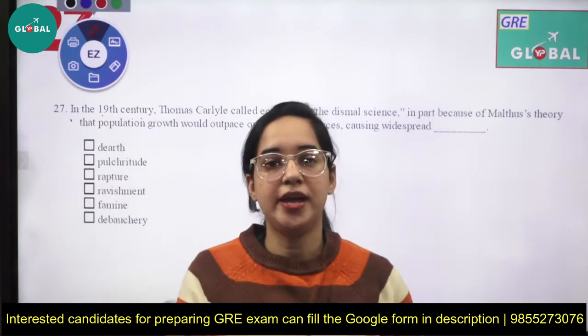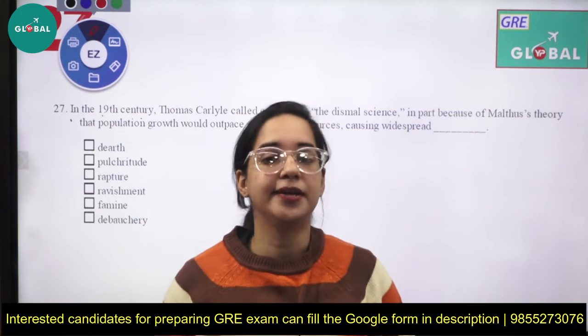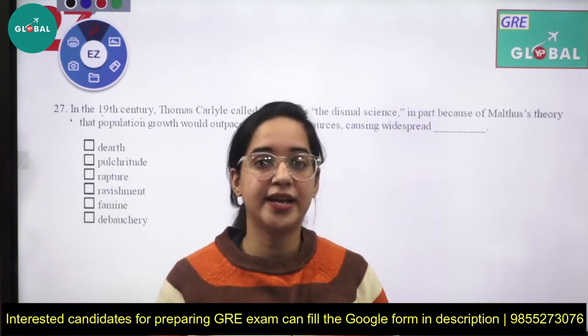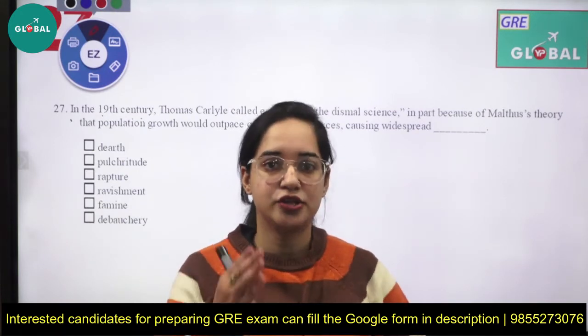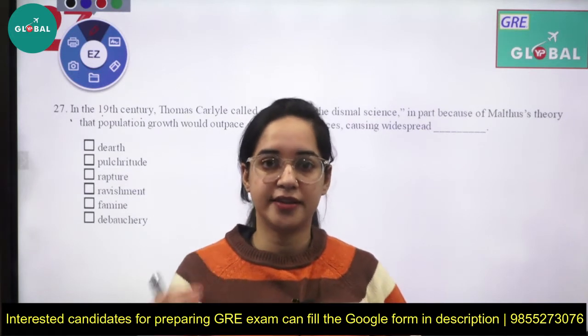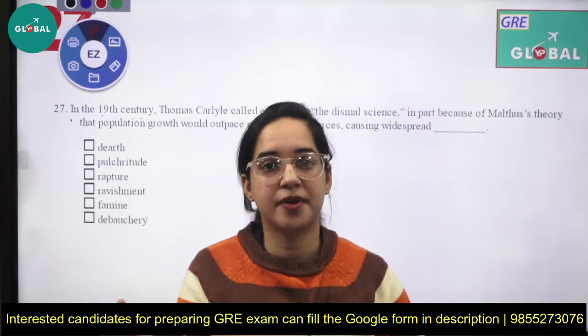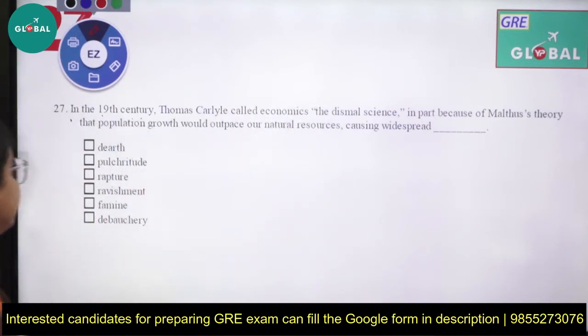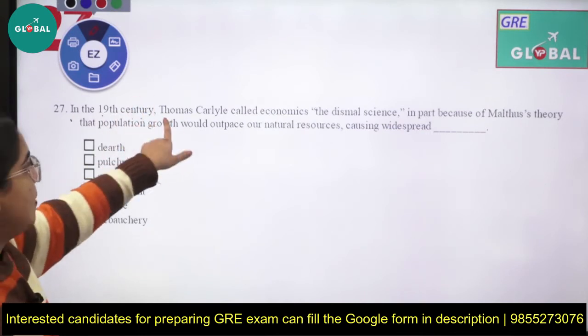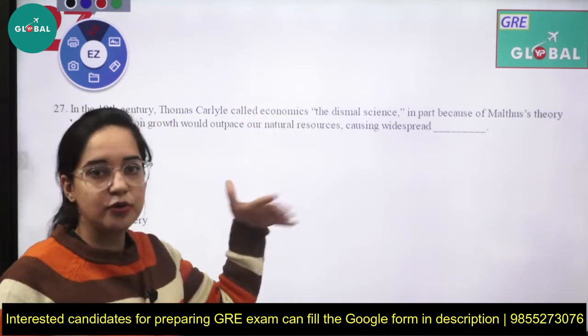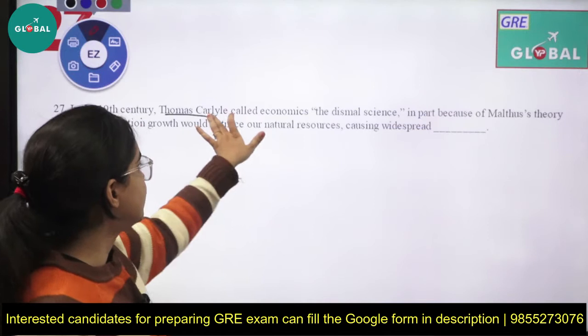This is the way you read a sentence in your mind when you are actually reading any literature line. You have to pause at the punctuation, and whenever there's a dash, you have to wait for some kind of a reason. Now let's solve it out. In the 19th century, Thomas Carlyle called economics. Thomas Carlyle was a literary person.